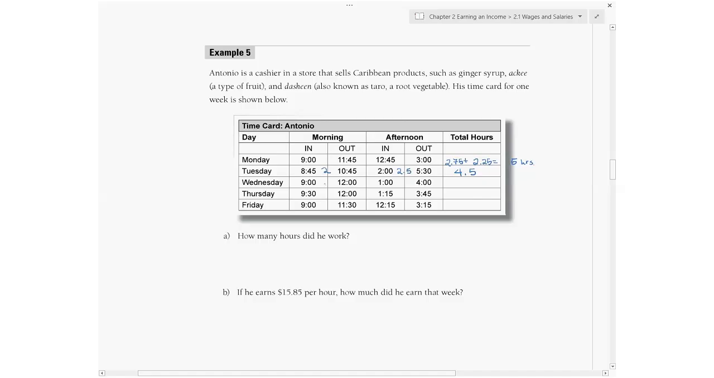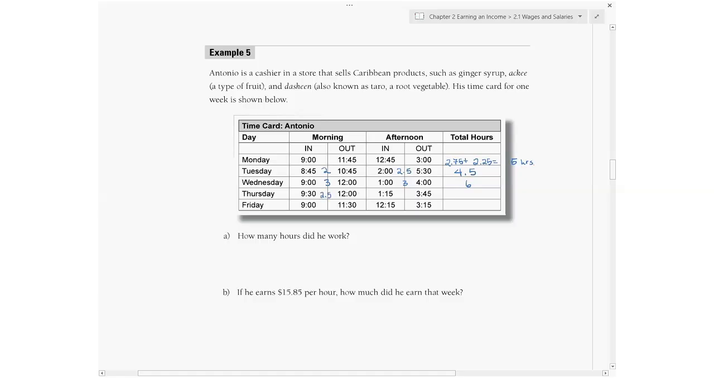So 9 to 12, that's 3 hours. 1 to 4, that's 3 hours. So he worked for 6 hours. 9:30, well, from 9:30 to 10 would be half an hour. From 10 to 12 would be 2 hours, so that's 2.5 hours.